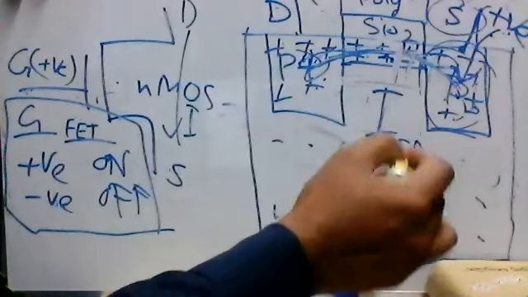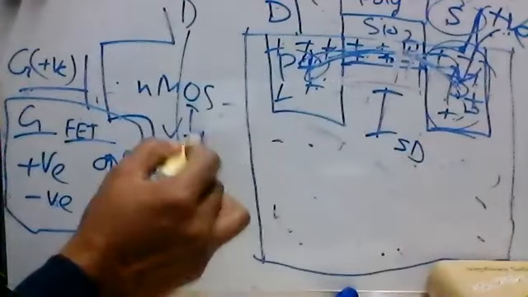Current was from drain to source, and in here current from source to drain, SD, and in here DS. NMOS DS, and in here PMOS SD, source to drain current. And in this case, okay, now we'll go quick, maybe we are running out of time.